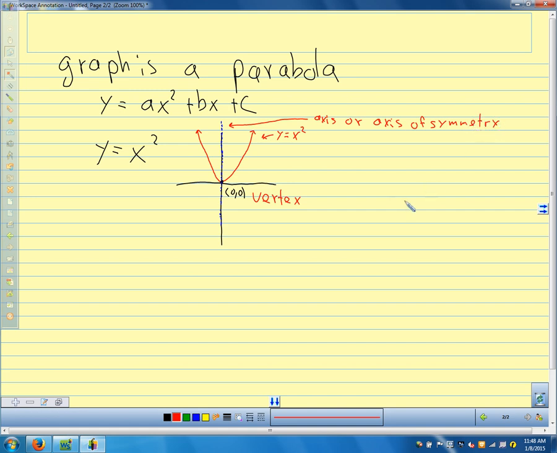So the symmetry is one nice thing about parabolas. So we have our vertex and we have our axis. And if we look at our general form, how do we know if our parabola opens up or down? If A is positive, then it opens up, and if A is negative, it opens down. And towards the end of the semester, we'll come up with a way of describing parabolas that open left and right as well.